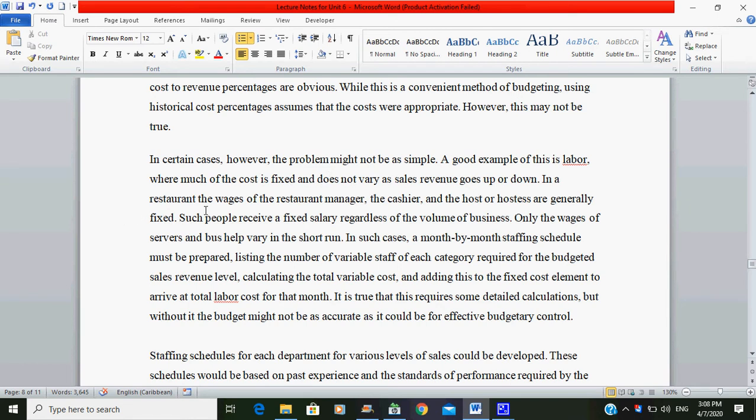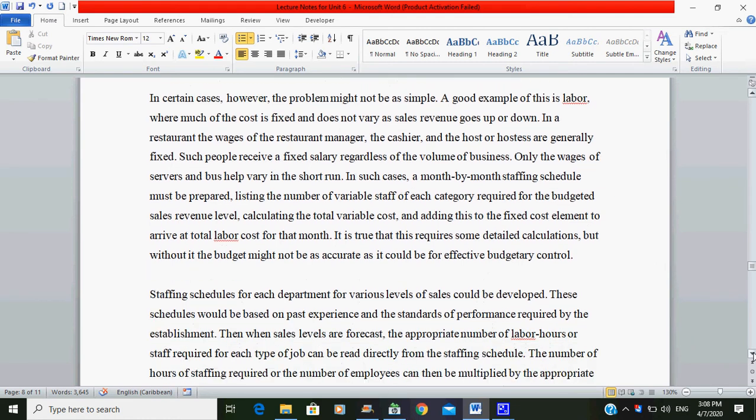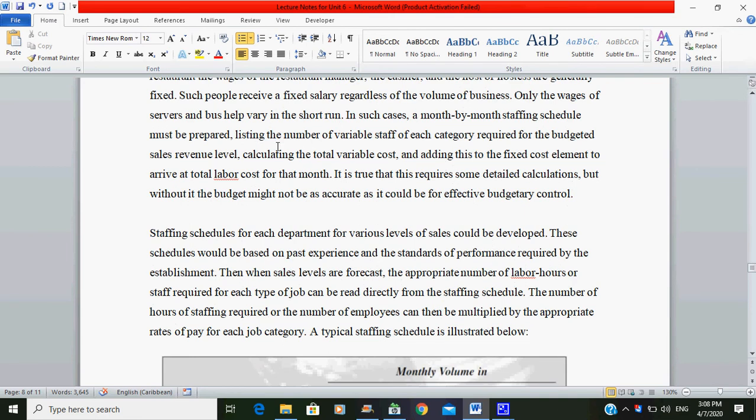In a restaurant, the wages of the restaurant manager, cashier, and the hostess are generally fixed. Such people receive a fixed salary regardless of the volume of business. All the wages of servers and bus help vary in the short run. In such cases, a month by month staffing schedule must be prepared, listing the number of variable staff of each category required for the budgeted sales revenue level. Calculating the total variable cost and adding this to the fixed cost element, we arrive at the total labor cost for that month.